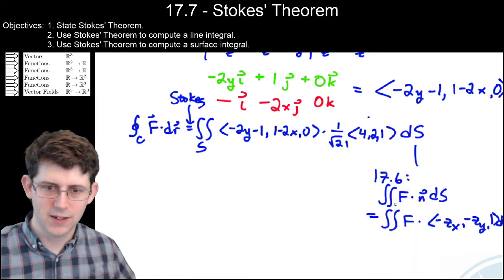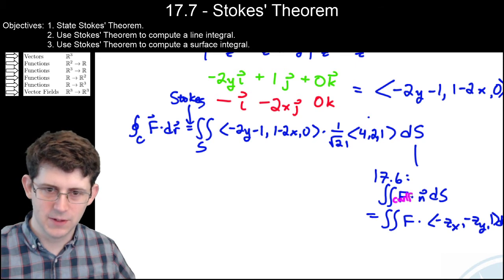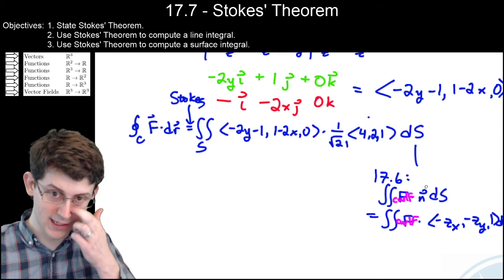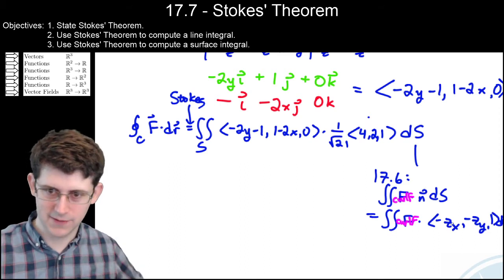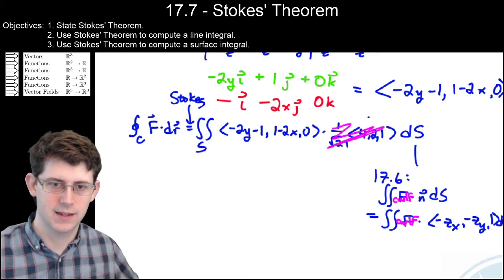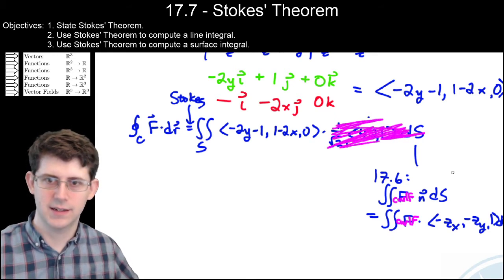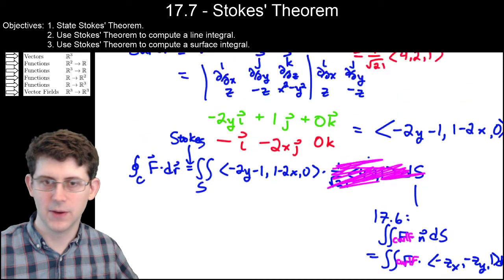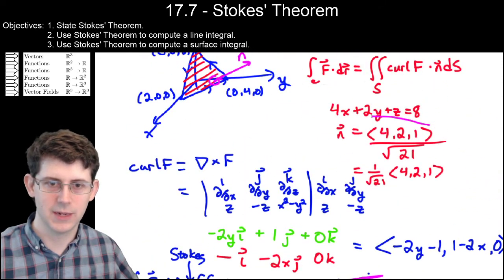So we're doing curl f dot n, which is fine, it's just some other vector field. But I found n directly, which I guess was not smart. I could have just done this. Crap. Sorry. We didn't waste much time, though. It was just this part that was wasted.